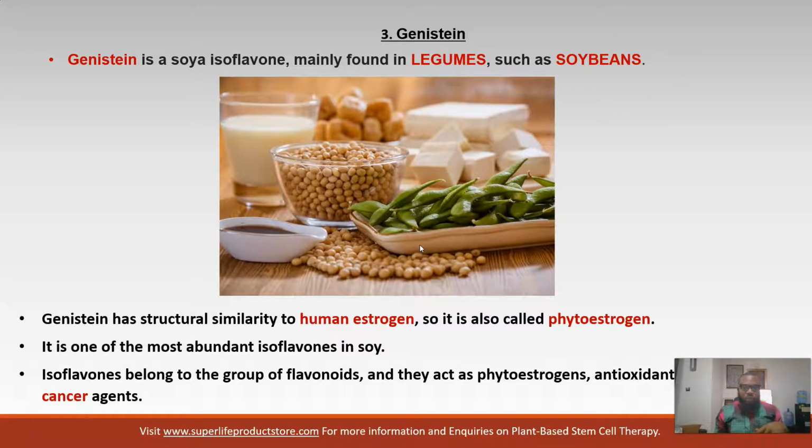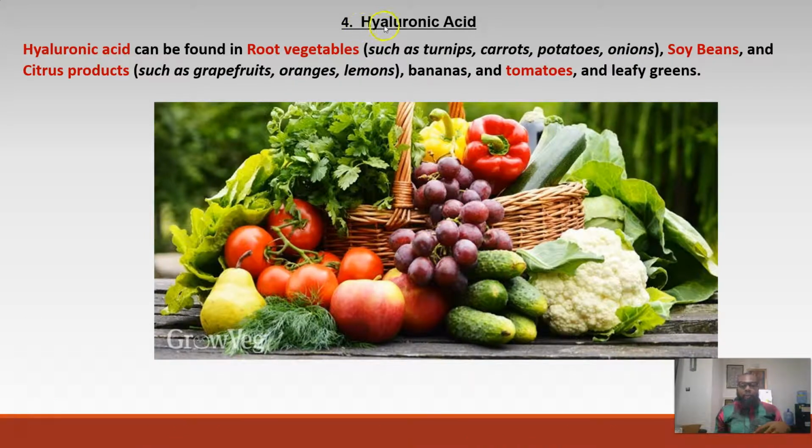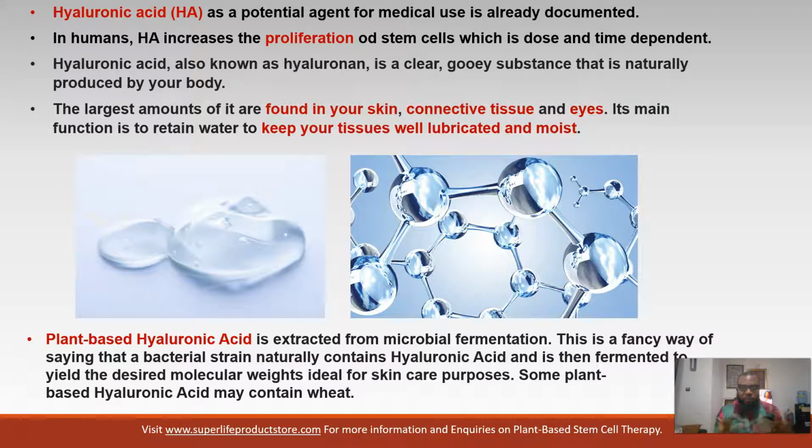And so let's go to the next one, which is hyaluronic acid. You can find it in all of this you see in this picture: root vegetables, carrots, potatoes, onions, soybeans, grapes, oranges, lemons. And it basically controls the water holding capacity of the body. It's a clear gooey substance that is naturally produced by the body and is found under the skin, in connective tissues, and in the eye. It helps to retain water, to keep your tissues well lubricated and moist.